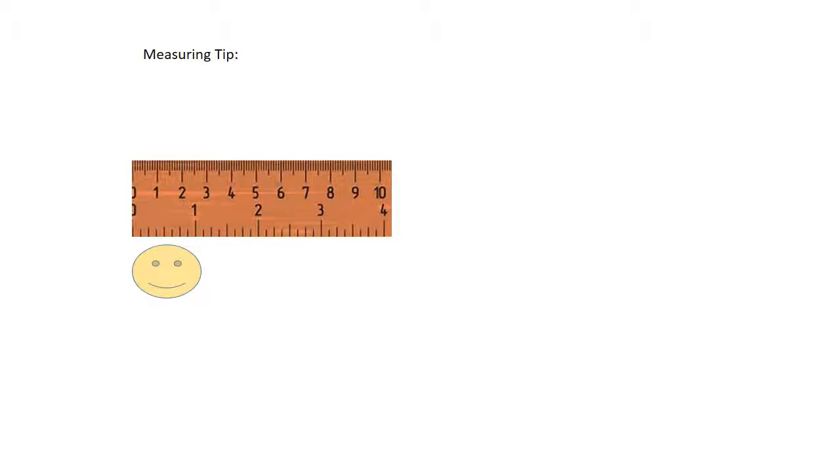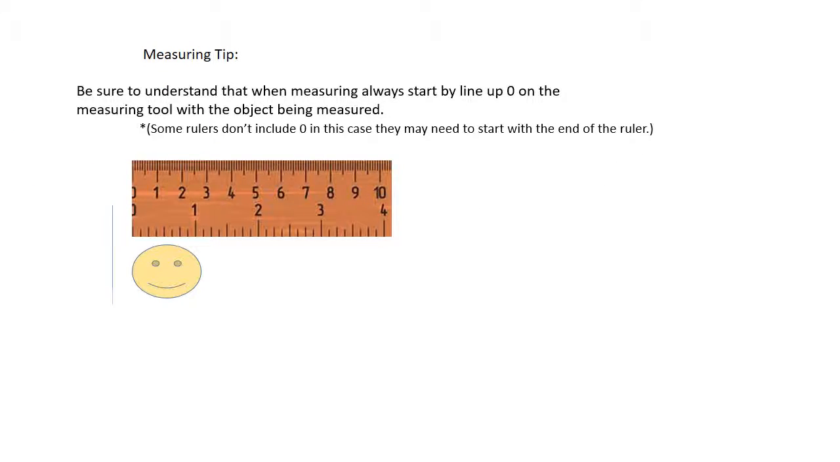A common mistake that students make is that they don't line up the zero when they start measuring an object. Many students will just grab the ruler and start measuring from any number, and they won't actually line up the zero. So students need to be taught that they need to line their measuring instrument up at zero before they actually measure the object.